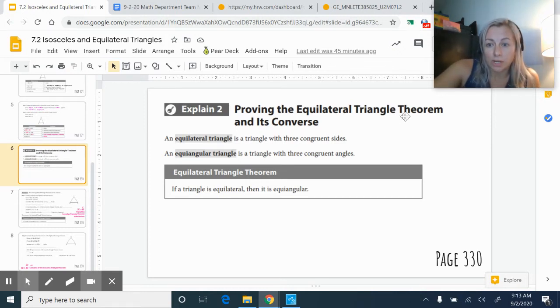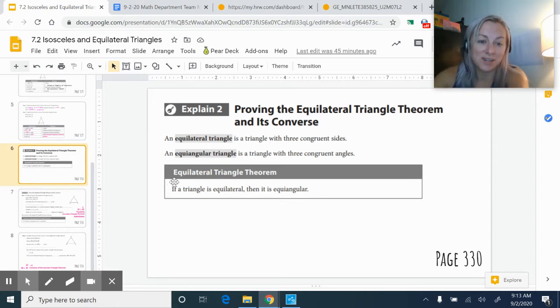Proving the equilateral triangle theorem and its converse. So an equilateral triangle is a triangle with 3 congruent sides. All 3 sides are the same length. An equiangular triangle is a triangle with 3 congruent angles.